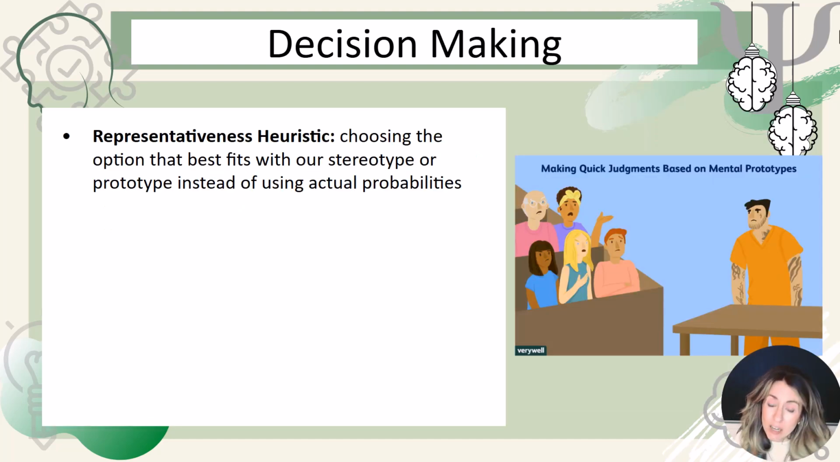Next, we have the representative heuristic. And again, this is a heuristic, so it's a shortcut. When we're making a decision, we tend to pick the option that best fits with our stereotype or the prototype, the most common example, instead of using actual probabilities. So if you take a look at this picture here, you've got jury members who maybe make a quick judgment. They're like, oh, this guy must be guilty. Look, he's got tattoos. So they judge whether he's a criminal based on what the stereotype is for a criminal.